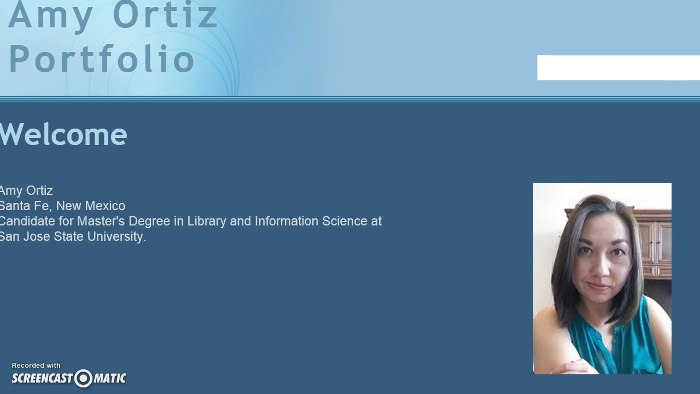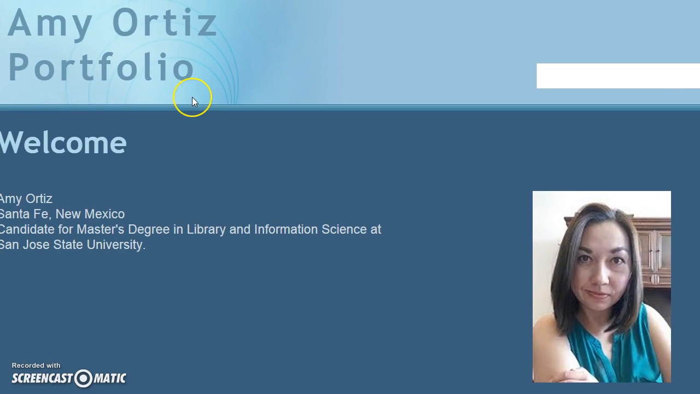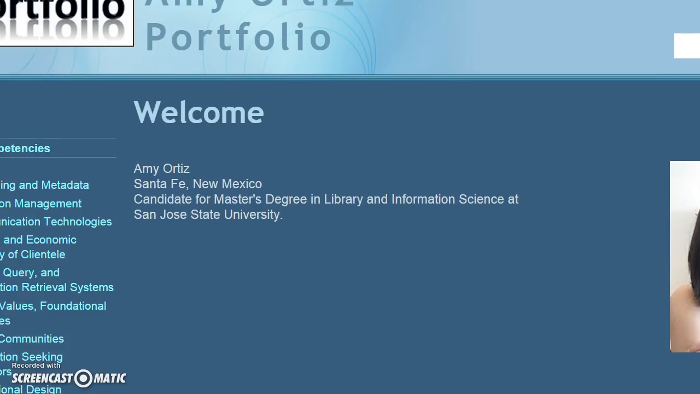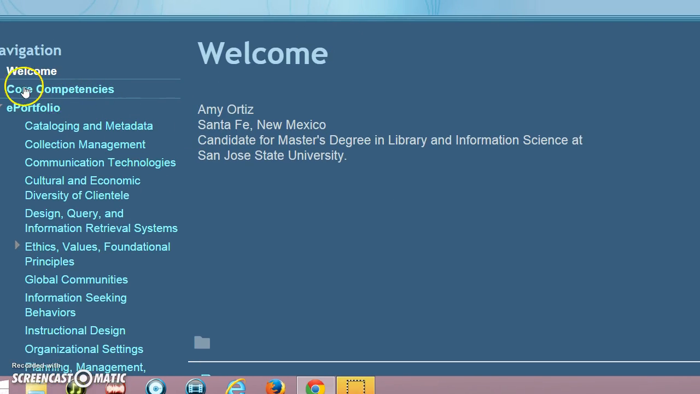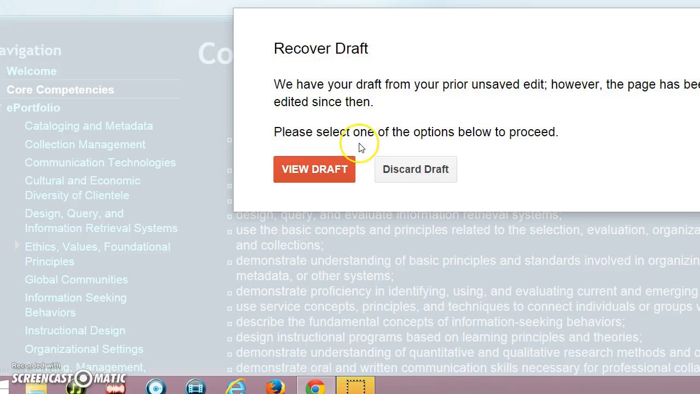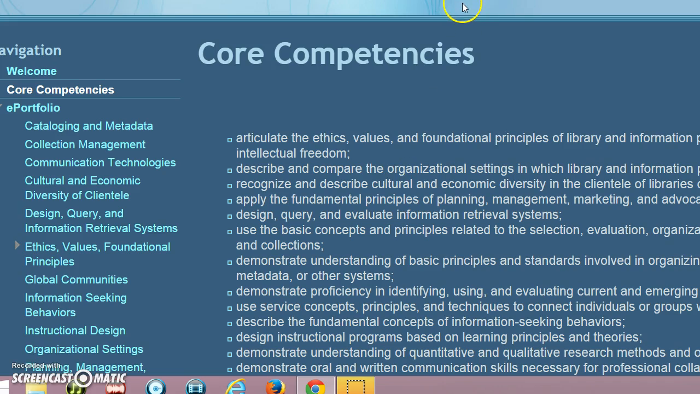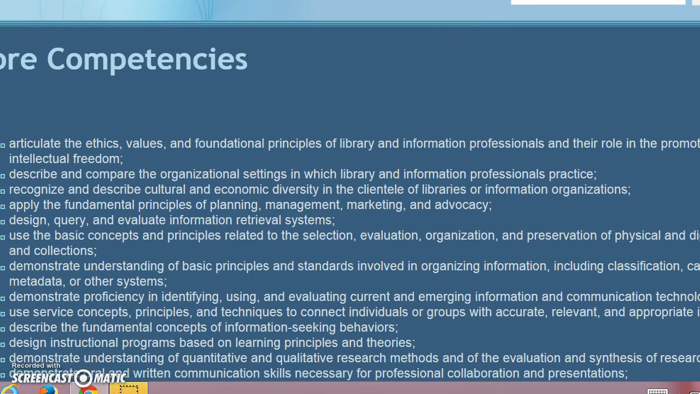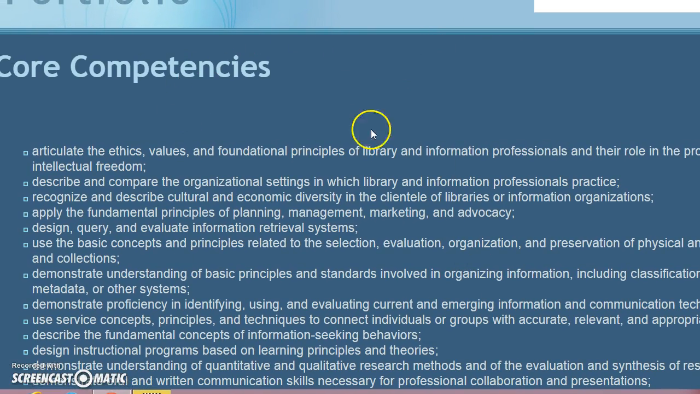So this is pretty much a framework at this point for the resources that I will collect to demonstrate that I have successfully completed the learning outcomes to fulfill the core competencies in the MLIS program. On the right hand side here, I have my ePortfolio with the different core competencies that I can navigate through and add resources to. I also have a list of the core competencies so I can better familiarize myself with exactly what I should be learning.